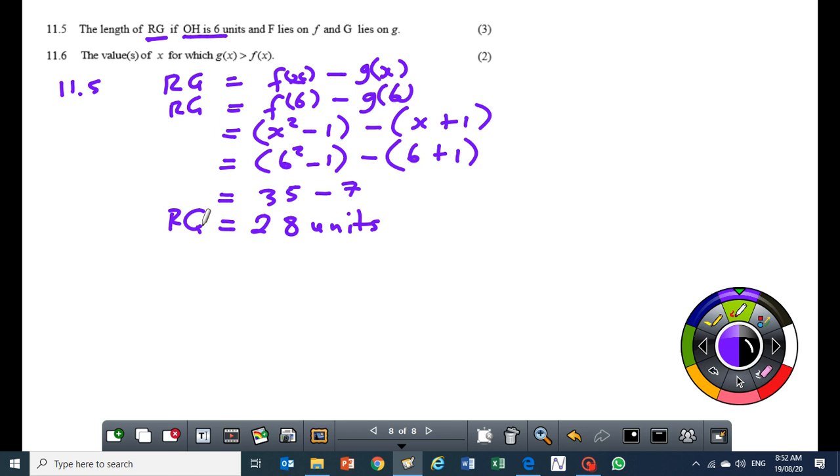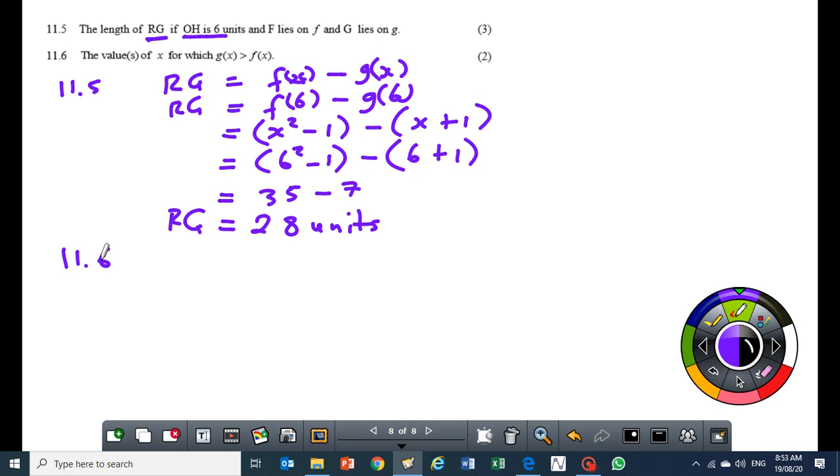All I did was I substitute x into the quadratic function to get the y value, x into the straight line to get the y value at G. Then I subtracted them. This will be like your y max, y minimum. And your answer has to be positive. Let's just do the last one. Now the last one is a little bit tricky. But I'll try to make it as easy as possible.